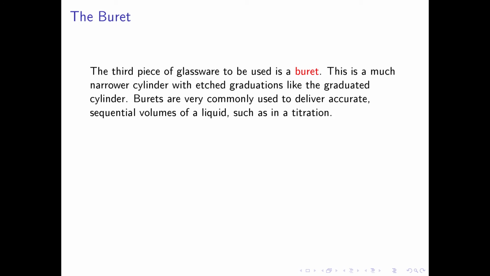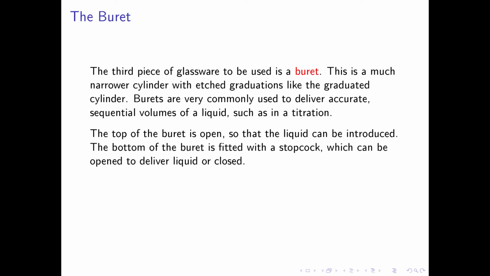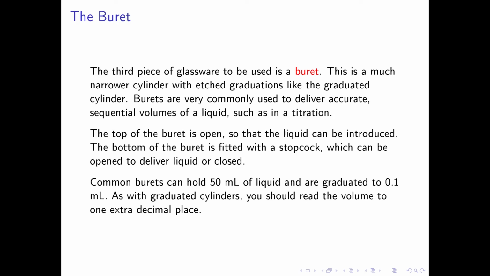The third piece of glassware to be used is a burette. The burette is a much longer, narrower cylinder with etched graduations like the graduated cylinder. Burettes are very commonly used to deliver accurate, sequential volumes of a liquid, such as in a titration. The top of the burette is open so that the liquid can be introduced. The bottom of the burette is fitted with a stopcock, which can be opened to deliver the liquid or be closed again. Common burettes can hold 50 milliliters of liquid and are graduated to 0.1 milliliters. As with graduated cylinders, you should read the volume to one extra decimal place.